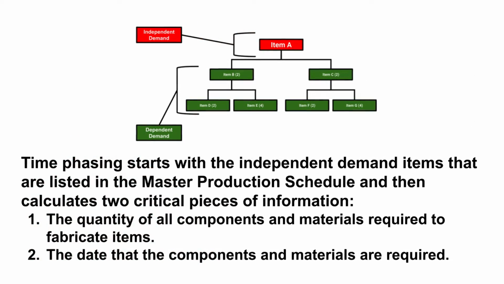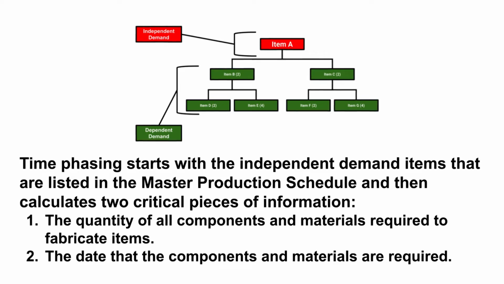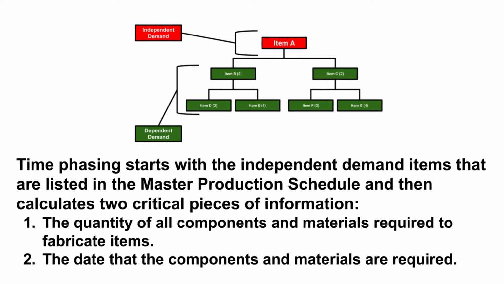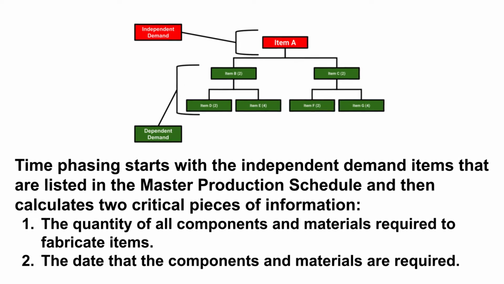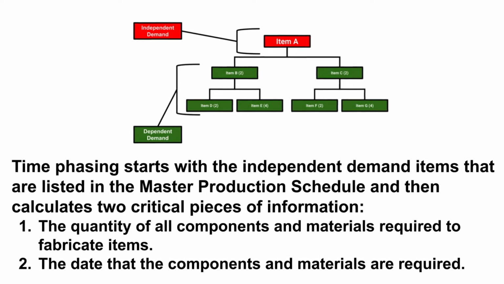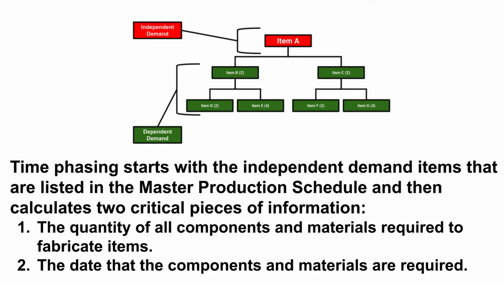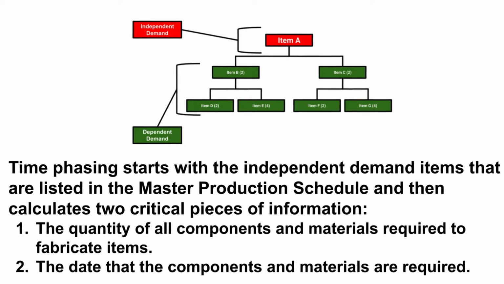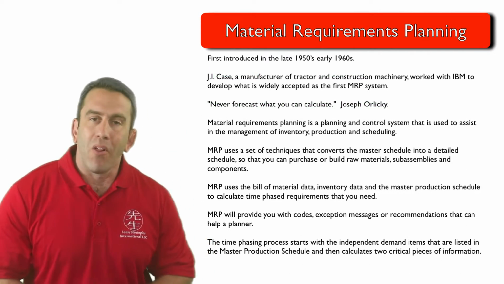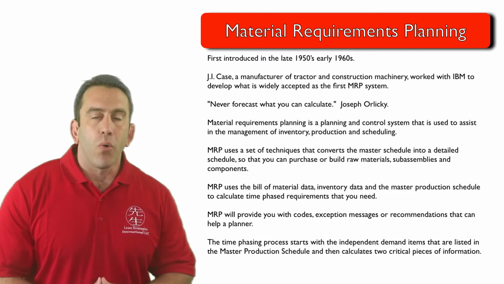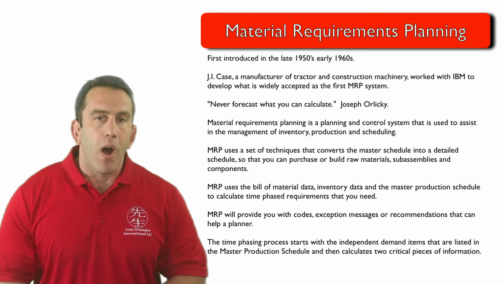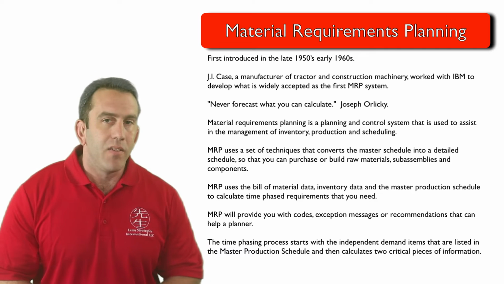The time phasing process starts with independent demand items that are listed in the master production schedule, and then calculates two critical pieces of information. Those pieces of information are the quantity of all components and materials required to fabricate items and the date that the components and materials are required. These pieces of information are calculated by exploding the bill of materials, adjusting for inventory quantities that are on hand or on order, and offsetting the net requirements based on their appropriate lead times.